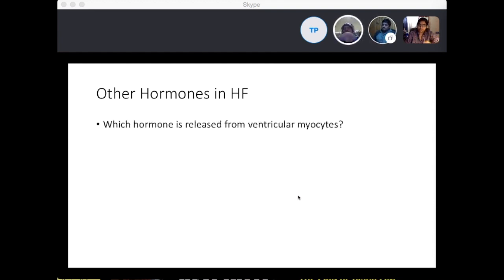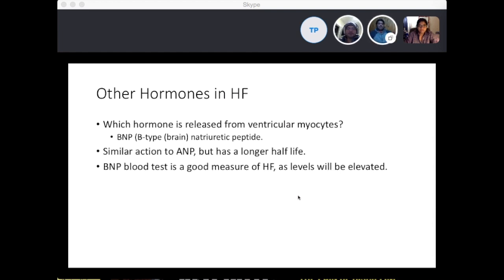All right, so what hormone is released from the ventricular myocytes? BNP, or B-type, brain natriuretic peptide. I think there's a question in one of the older forums that they had online about this. So it has a similar action to ANP, but has a longer half-life. So when you do a blood test in a heart failure patient, you're going to look for BNP because those levels will be elevated in patients with heart failure. It has the same kind of mechanism as ANP, so it's similar in how it functions. What is a recombinant form of BNP? It was used, or it's still used, to treat heart failure. Starts with an N.